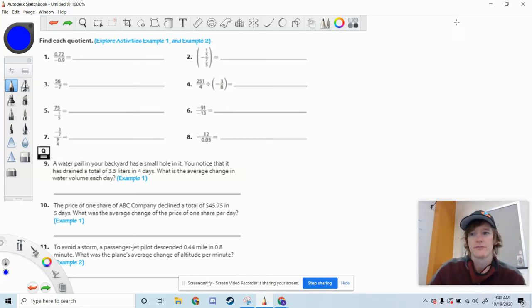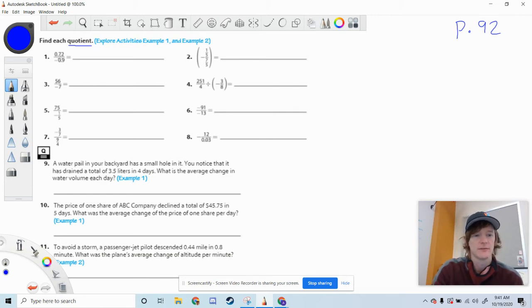Right, this will be a video for page 92 in your 7th grade math book. We're going to be doing division. The word quotient here. Quotient is the answer to a division problem. So we're going to be doing division, and you should notice here for number 1, it looks like I have decimals in the form of a fraction.